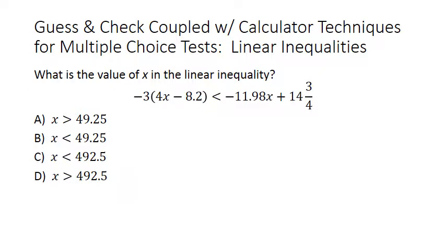For the third and last example of how we can use both guess and check and calculator techniques for multiple choice tests, I'm going to show how we can solve a linear inequality by simply considering the left and the right hand sides of the linear inequality separately by plugging in different values of x in order to eliminate choices that are given by the 4 multiple choice answers.